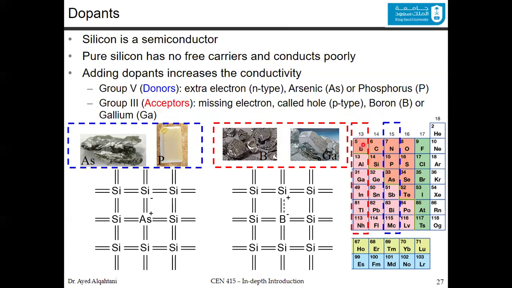The famous ones are boron and gallium. We can't use aluminum because it's a conductor. So it's boron or gallium.